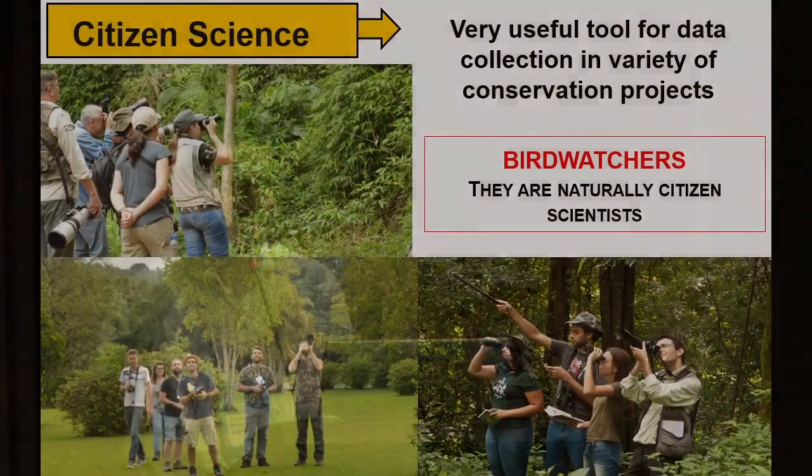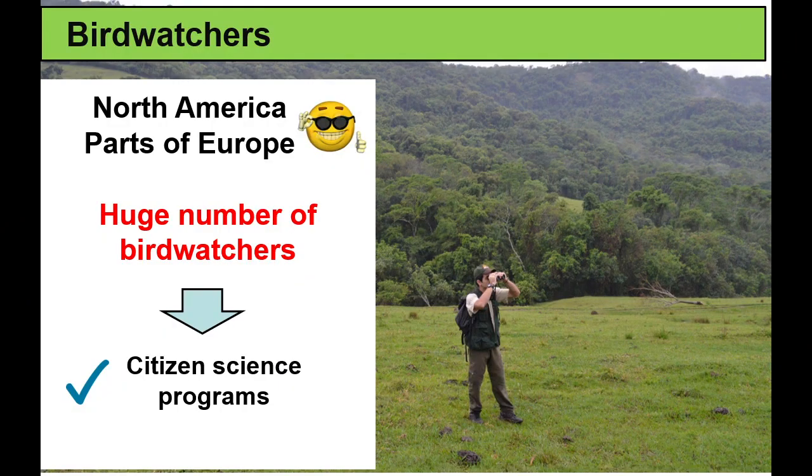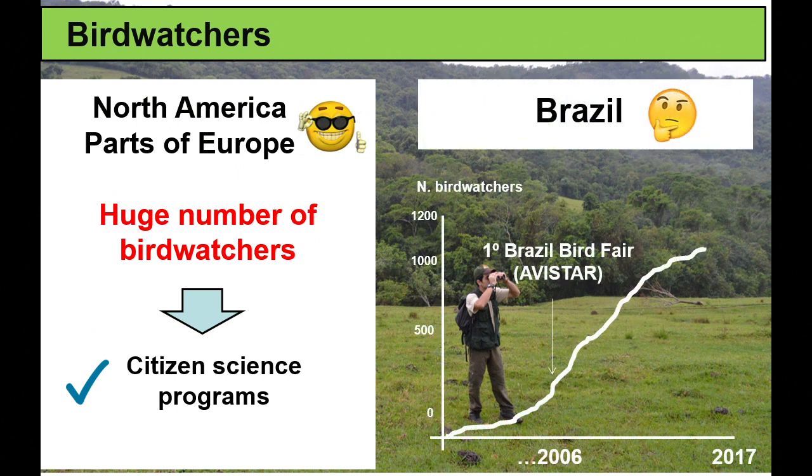Well, we know that citizen science is a very useful tool for data collection in a variety of conservation projects. But we need to remember bird watchers, because bird watchers are naturally citizen scientists. They like to go outside, they like to go into the field, take pictures, keep their own species list, and all of this for fun. They're useful. But we have a problem. There are a huge number of bird watchers only in North America and parts of Europe, which is very useful for citizen science programs. But in Brazil, the number of bird watchers is still increasing. We have few bird watchers over there.